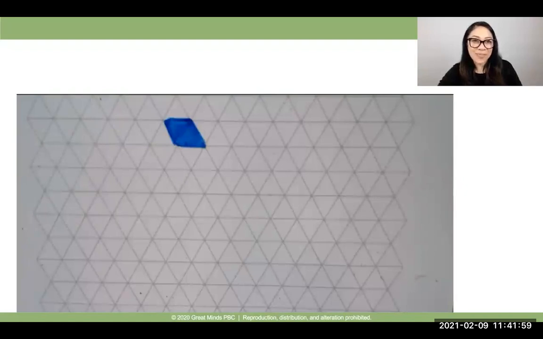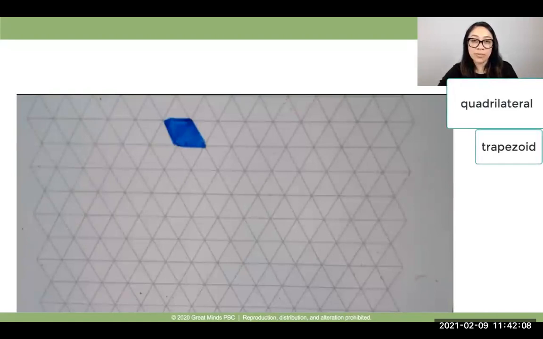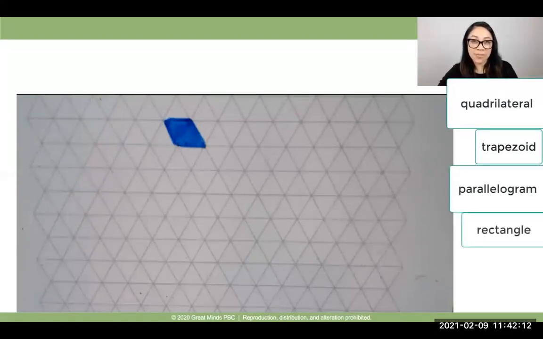Think, which of the following terms relate to this shape? Quadrilateral, trapezoid, parallelogram, rectangle, square.